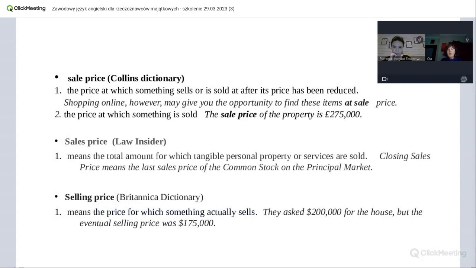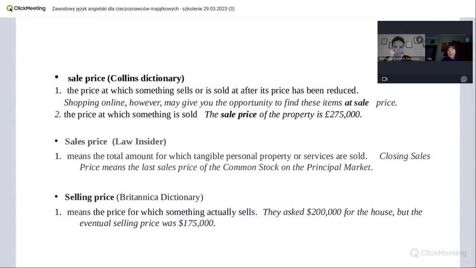So the first meaning of a sale price is the price at which something sells or is sold at or after its price has been reduced. So this is not what we mean, cena sprzedaży, right? But as you can see here, number two, the price at which something is sold. But here, sale price, there are two meanings. So sometimes it may not be clear if you are talking about a reduced price or just the price. And they gave you two examples, like the first one, shopping online, however, may give you the opportunity to find these items at sale price, right? So at a discounted, reduced price.